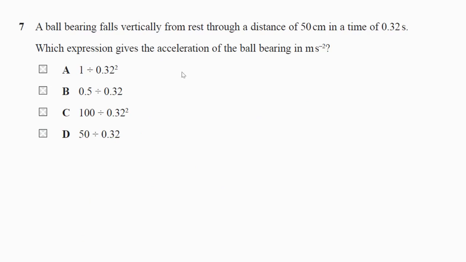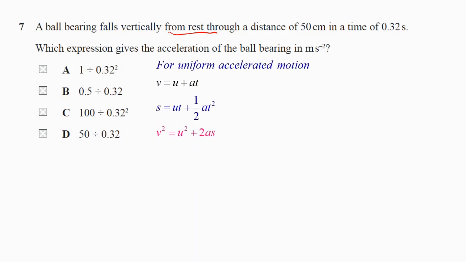Then question 7: a ball bearing falls vertically from rest through a distance of 50 centimeters in a time of 0.32 seconds. Which expression gives the acceleration of the ball bearing in meters per second squared? Then what are the given data? This is one of the examples of uniformly accelerated motion, right?